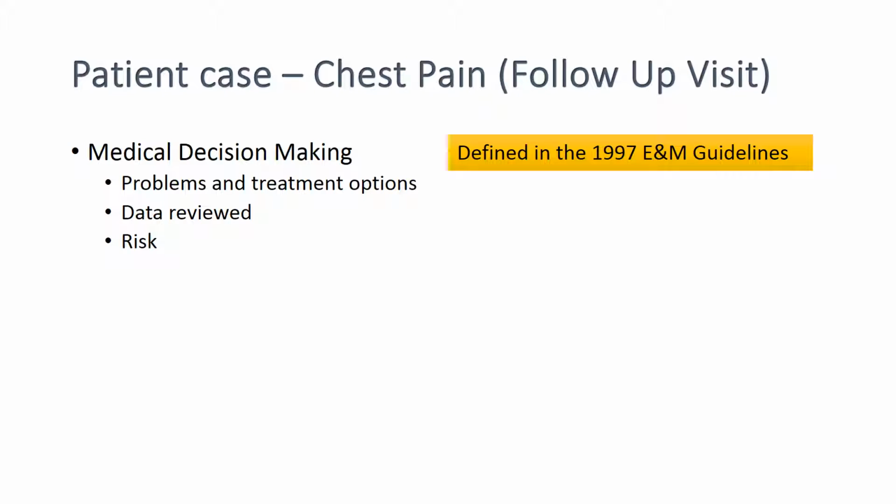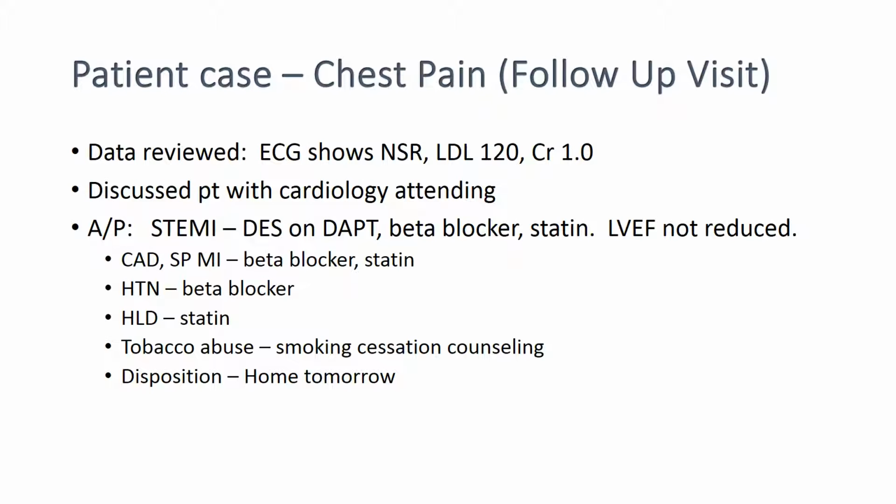Medical decision making as defined by the 1997 E&M guidelines. You look at problems and treatment options, data reviewed, and risk. So data reviewed, EKG shows a normal sinus rhythm, meaning that you reviewed that. Laboratory studies, including an LDL of 120 and a creatinine of 1, and you discuss the patient with the cardiology attending. Assessment and plan, ST elevation MI. He has received a drug-eluting stent and is on dual antiplatelet therapy. He is on a beta blocker and a statin. His left ventricular ejection fraction is not reduced.